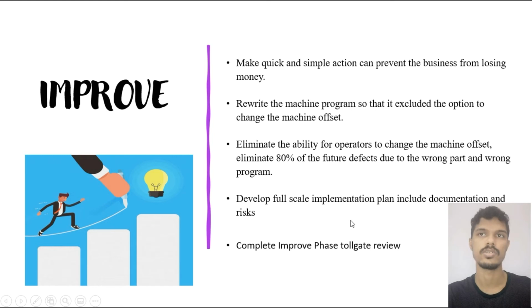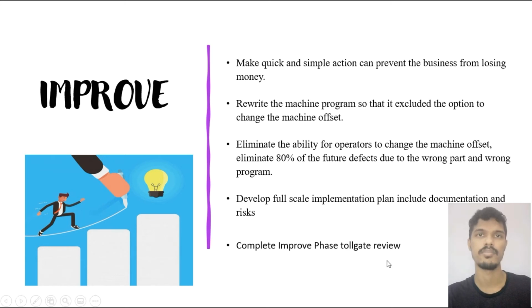Once confirmed the root cause, the engineers also identify how to make a mistake proof the process, which is to rewrite the machine program so that it excluded the option to change the machine offset. So the logic is simple: eliminate the ability for operators to change the machine offset. They will eliminate 80% of the future defects due to the wrong part and wrong program.